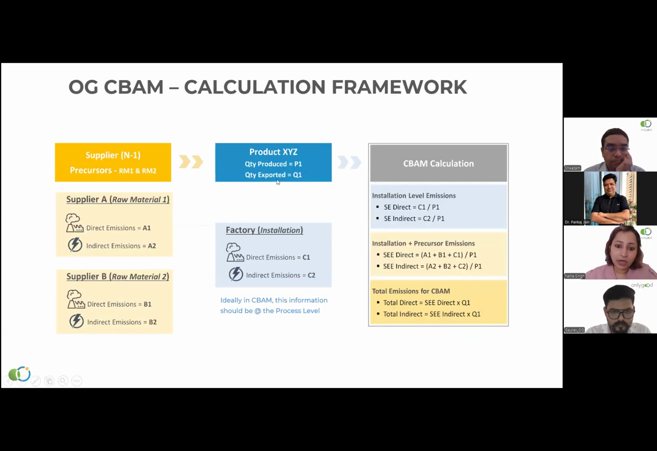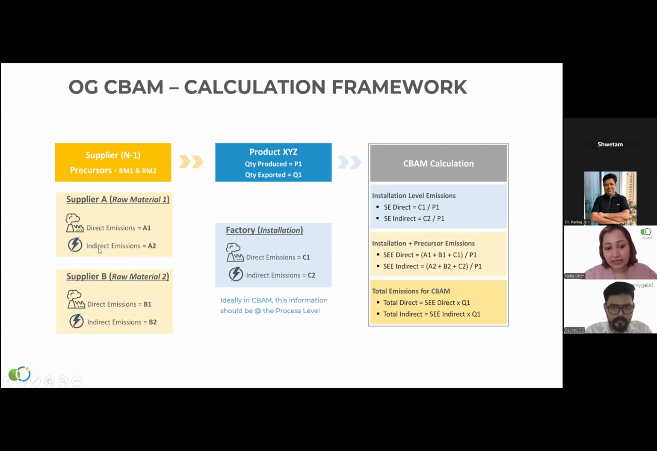For a particular product XYZ, I will need precursor information, which is supplier N-1. What supplier N-1 means is, as of today, we just need our first level of supplier going back from our processes. So if my product XYZ is using raw material RM1 and raw material RM2, only 2 key raw materials in this particular product, I need information from these suppliers. For my first raw material, I have to identify who's my supplier and get their direct and indirect emissions numbers, which means fuel and electricity. Same goes for the other raw material: I'll go to another supplier and get the same information. All of this gets then plugged into my platform, or my calculation framework, rather.